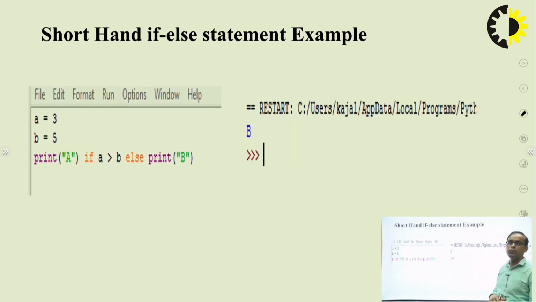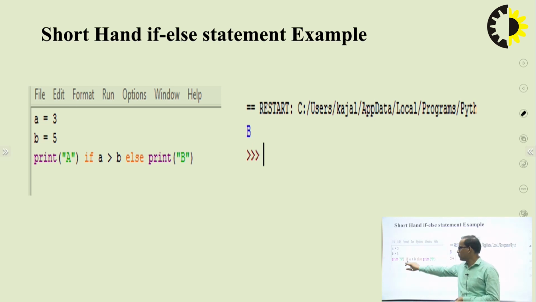This is the basic example of shorthand if else statement. In this program, we are declaring two variables a and b, and the value of a is 3 and the value of b is 5. So at first we are writing the statement print a if a is greater than b, else print b. It means if a is greater than b, if this condition is satisfied, then a will be printed. If this condition is false, then b will be printed. So at first we are writing the statement that will be executed when the condition mentioned in front of it is satisfied.